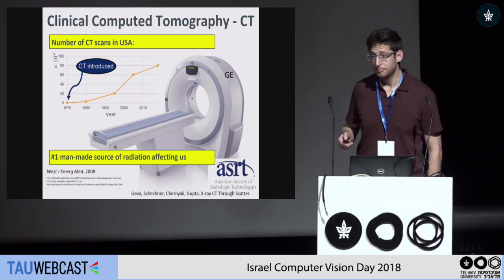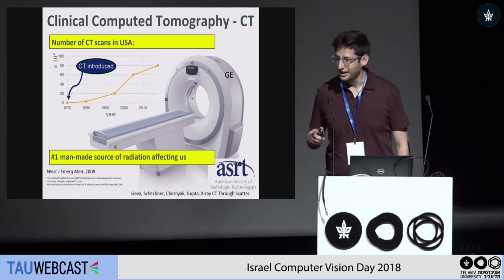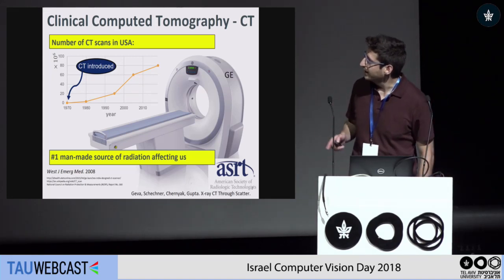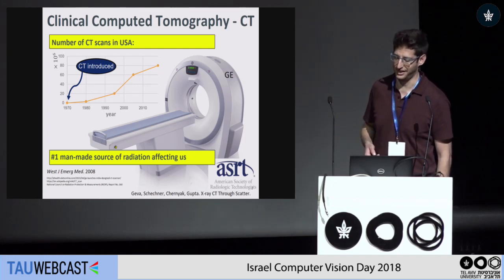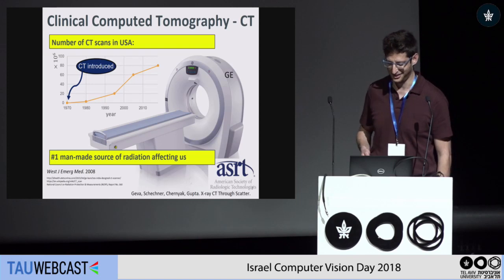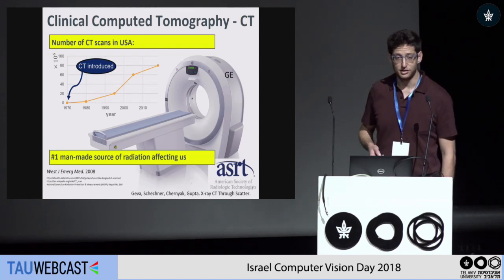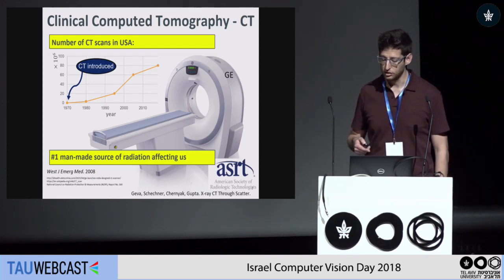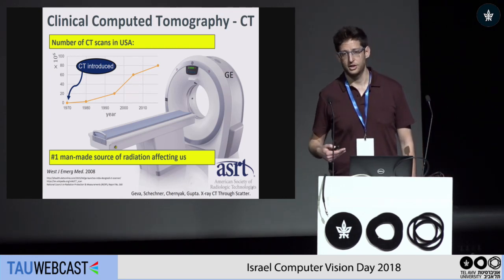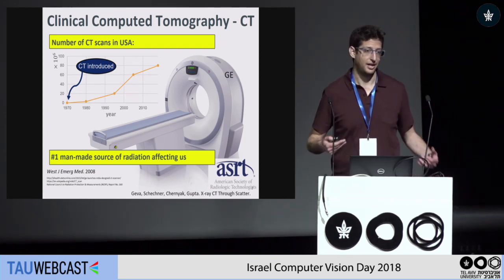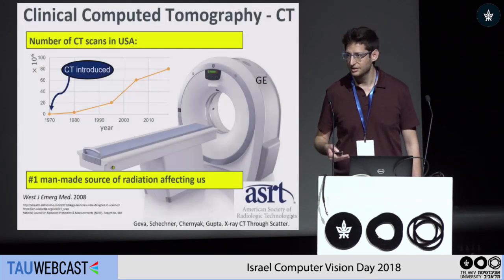There were 3 million CT scans performed in the US in 1980, and this year there were over 80 million scans, and this number is still increasing. Today it is considered the number one man-made source of radiation that is affecting us. The effects of this radiation on our likelihood to develop cancer is still a very active field of research and debate.